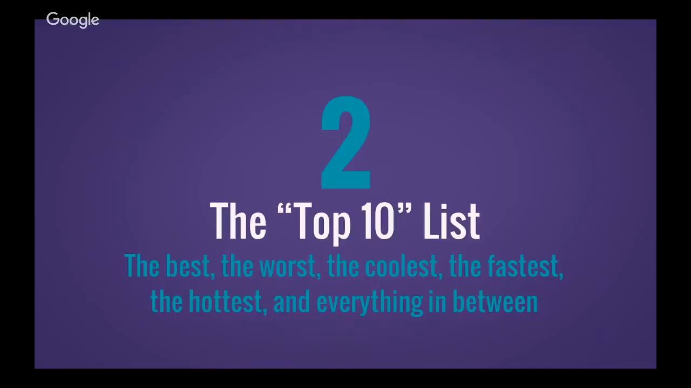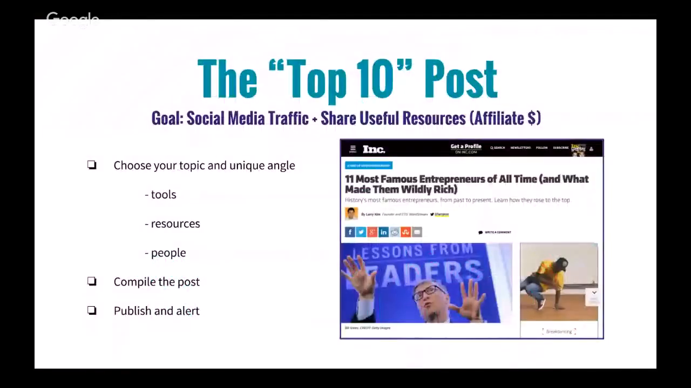All right, number 2 is the top 10 list. The best, the worst, the coolest, the fastest, the hottest, and everything in between. To do a top 10 post, your goal really is social media traffic and to share useful resources. If you're promoting things as an affiliate, this is a great way to get your affiliate links in there as well. So let's talk about how this one works exactly.